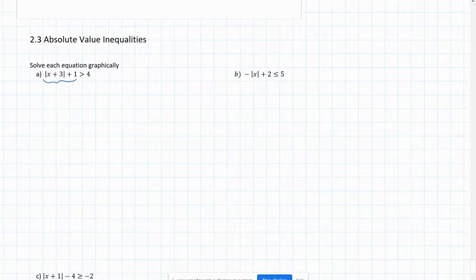Just like we did in the previous section, we're going to graph the left side and the right side of the inequality individually. So the left side we're going to graph as y1, and the right side we're going to graph as y2. The left side is an absolute value graph that has been shifted 3 units to the left and up 1 unit.